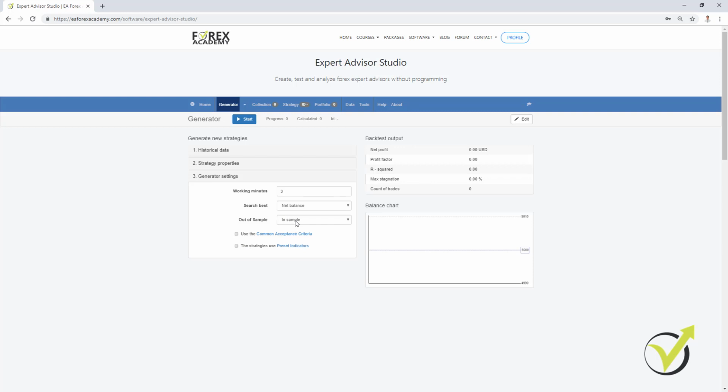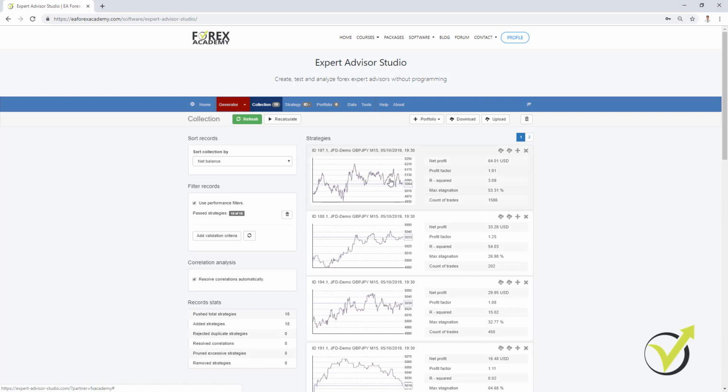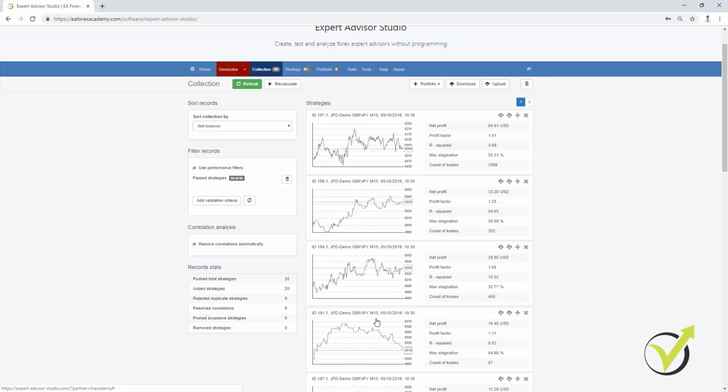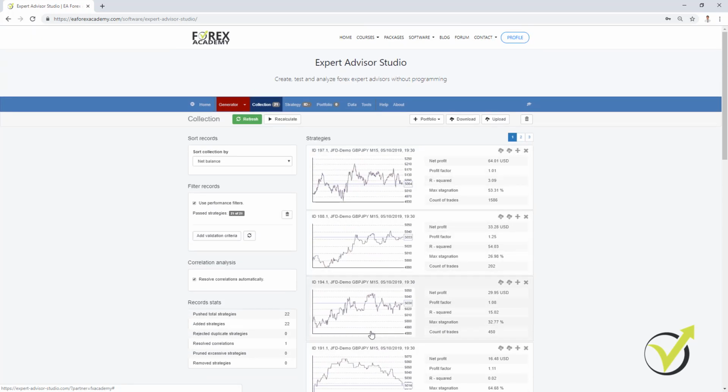And for out of sample, I will stay with in sample, and in the next lectures I will show you what is the difference when we are using the out of sample. So I will just run now the generator and you can see the speed. It works really fast. You can see hundreds of strategies already calculated, and in the collection I see already strategies 18 and 19 and they're increasing. But these strategies, they are not filtered, okay? I didn't put any acceptance criteria. I just wanted to show you the difference when we have one strategy and when we have many strategies.